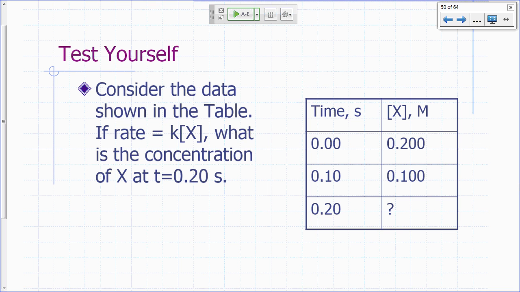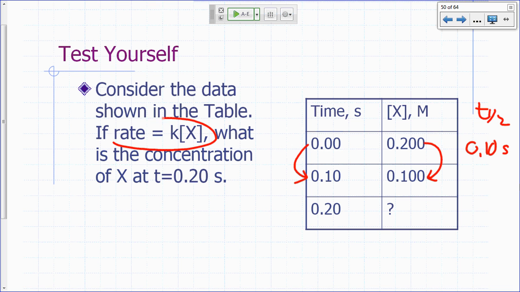Let's take a look at this one. Consider the data shown in the table here. If rate equals k times concentration of X, what's the concentration of X at t equals 0.2 seconds? Let's examine the numbers here. From 0.2 to 0.1, that's half, right? It gets cut in half. It took 0.1 seconds. So what's our half-life? When the concentration of X is 0.2, our half-life is 0.1 seconds.